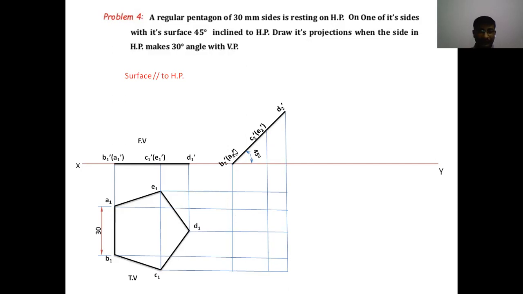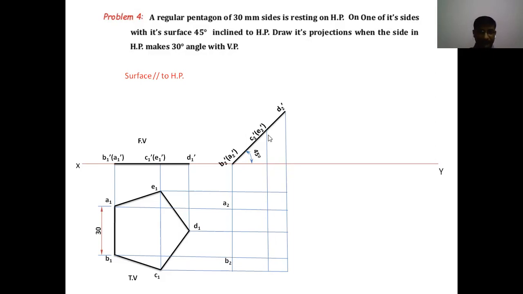That means the A2 dash projector line, the line drawn from A2 dash, will intersect the line drawn from A1, the corresponding A point. This intersection point is located as A2. Clear, students? Similarly, the B2 dash projector will intersect the projector coming from B1. This point is B2.